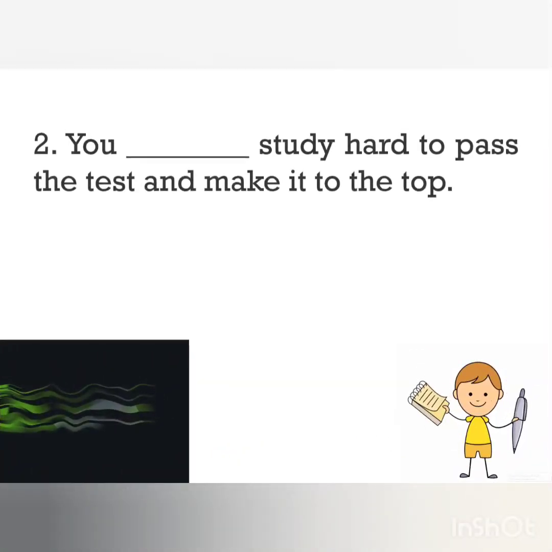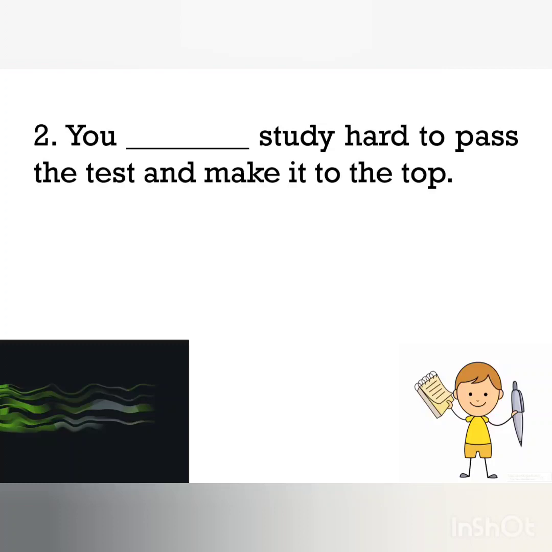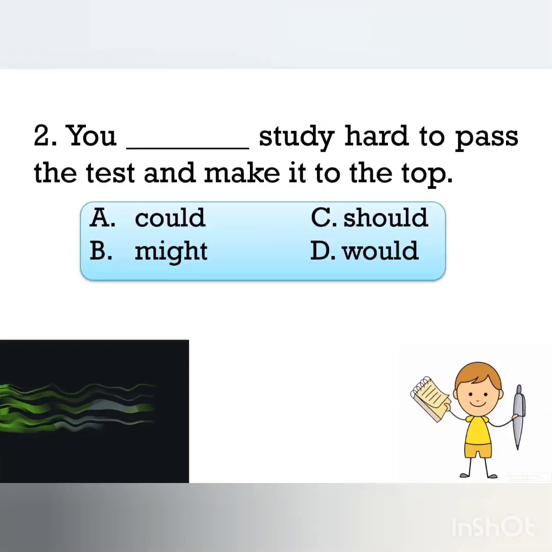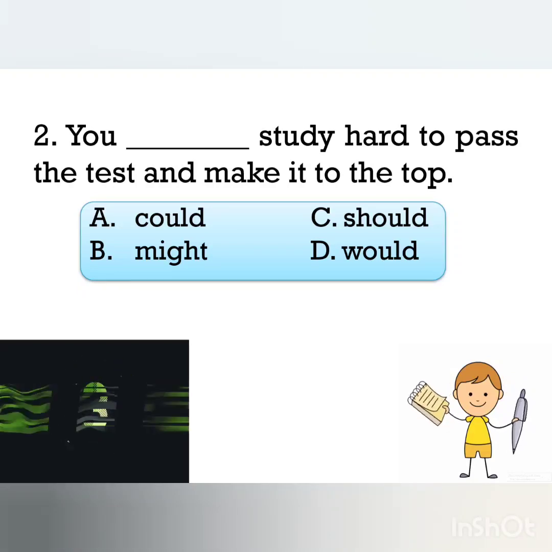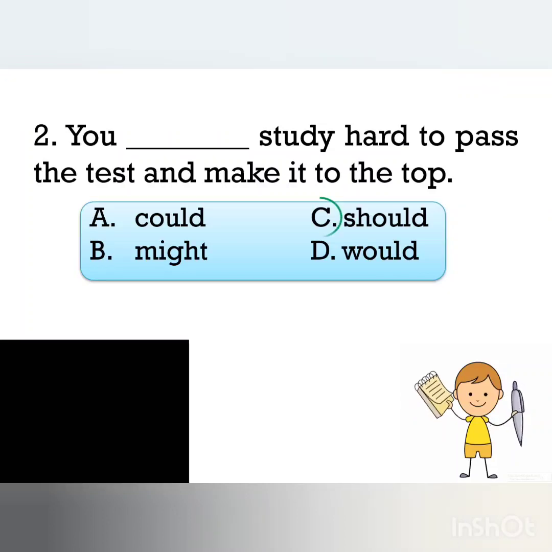Number 2. You blank study hard to pass the test and make it to the top. The choices are letter A, could, letter B, might, letter C, should, letter D, would. And the correct answer is letter C, should. You should study hard to pass the test and make it to the top.